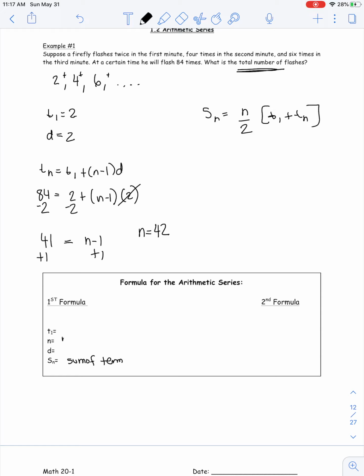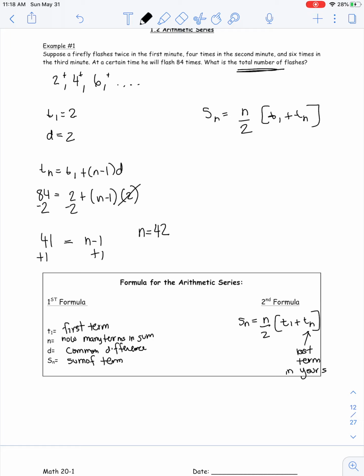What do your terms add up to? n represents how many terms there are in the sum. d is still your common difference, and t1 is still your first term. So the first formula, this is going to be called your second formula. The second formula is taking your Sn equaling your n, how many terms you have, divided by 2, and adding your first term and your last term of that sum that you're trying to add together. So tn in this case represents the last term in your sequence.